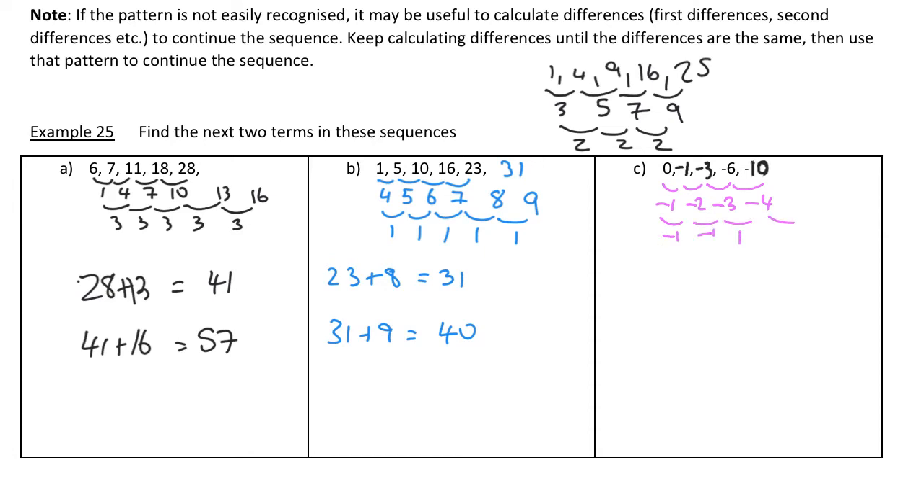So that means the next one is going to be minus 1 again, so that's minus 5. And the term after that is taken away 1, so that's minus 6. So then the term after minus 10 is negative 10, take away 5, which is negative 15. And then the one after that is negative 15, take away 6, which is negative 21.